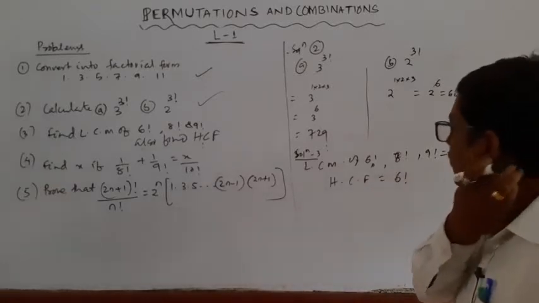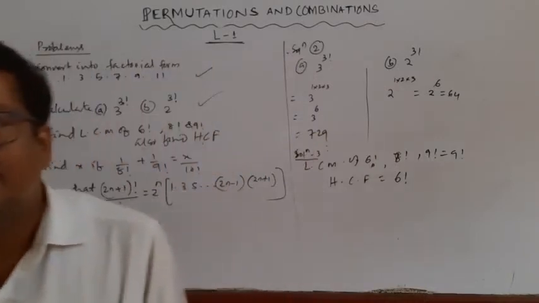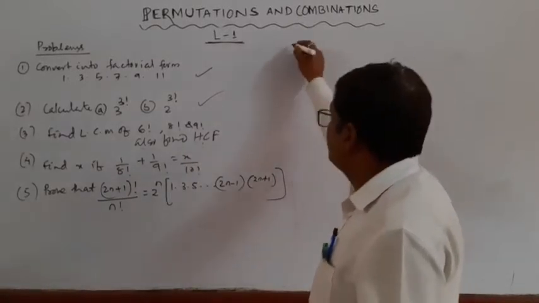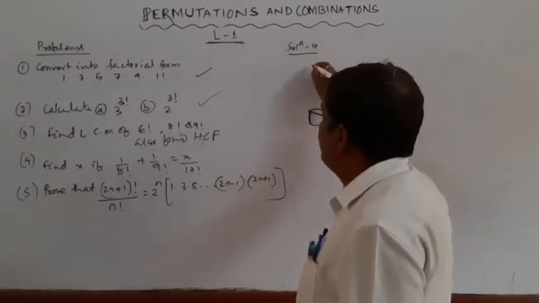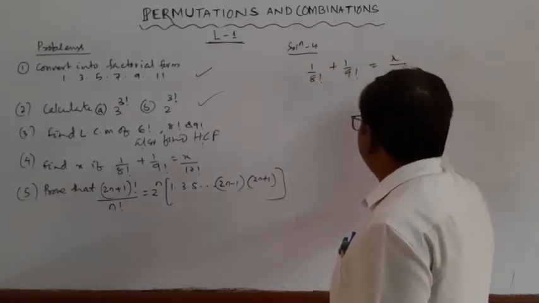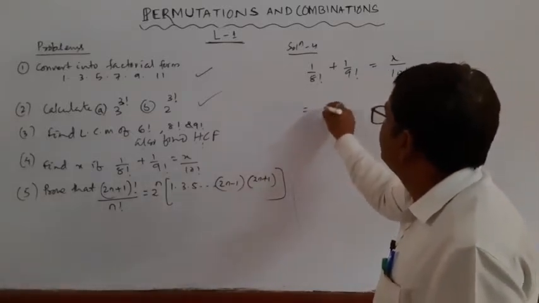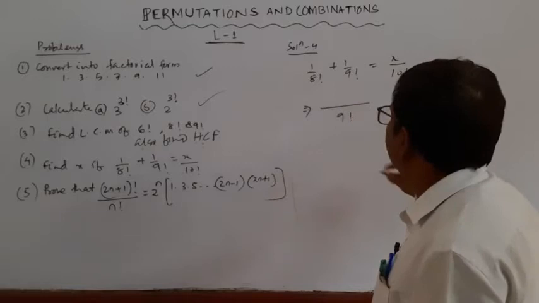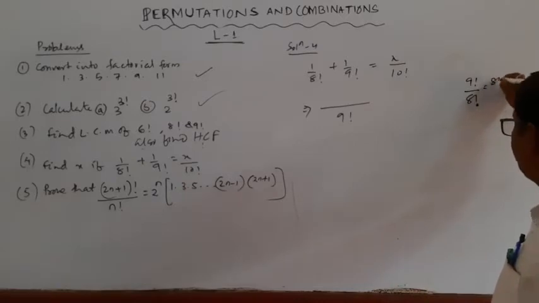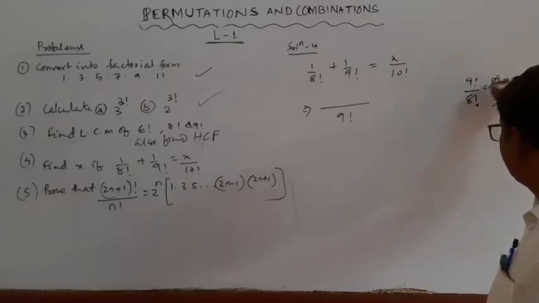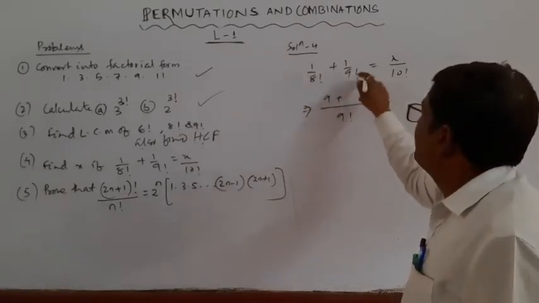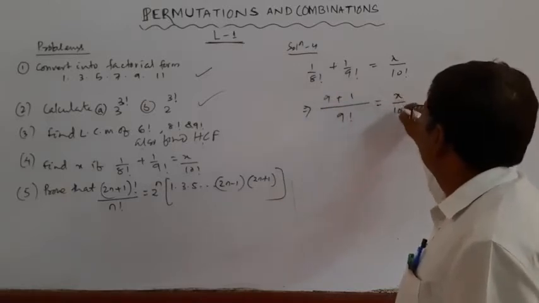Now question number 4. Find x. Solution of question number 4: 1 by 8 factorial plus 1 by 9 factorial equal to x by 10 factorial. So LCM is 9 factorial. So 9 factorial divided by 8 factorial is equal to what? That is 8 factorial into 9 by 8 factorial, so cancel here. 9 factorial divided by 8 factorial is 9, and 9 factorial divided by 9 is 1, so 9 plus 1 by 9 factorial is equal to x by 10 factorial.